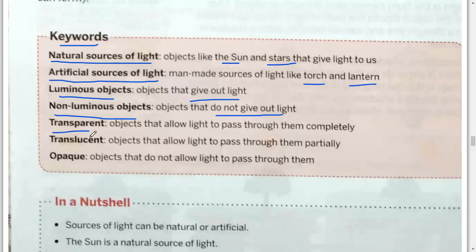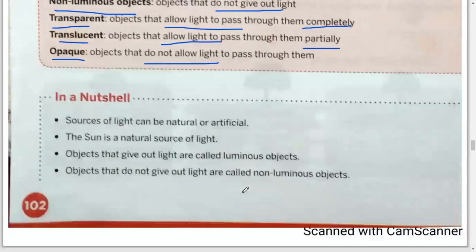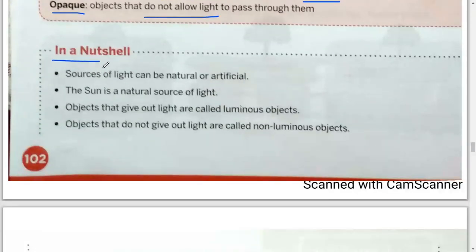Transparent means objects that allow light to pass through them completely. Translucent means objects that allow light to pass through them partially. Opaque means objects that do not allow light to pass through them. In a nutshell, sources of light can be natural or artificial.